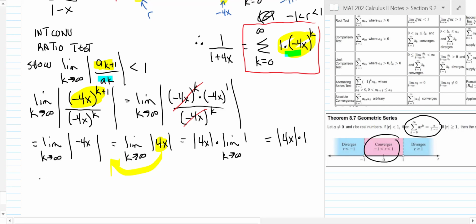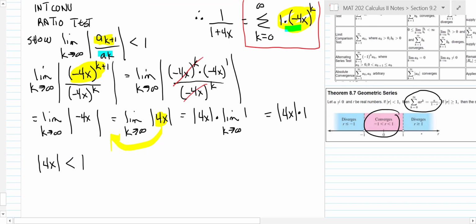So now what we're going to do is take the result, which was absolute value 4x, and set it less than 1, because that's a condition for convergence using the ratio test. So now you solve the inequality. That's negative 1 less than 4x less than 1. Then you can divide by 4. So it looks like your interval of convergence is going to be -1/4 to 1/4. So we got that.